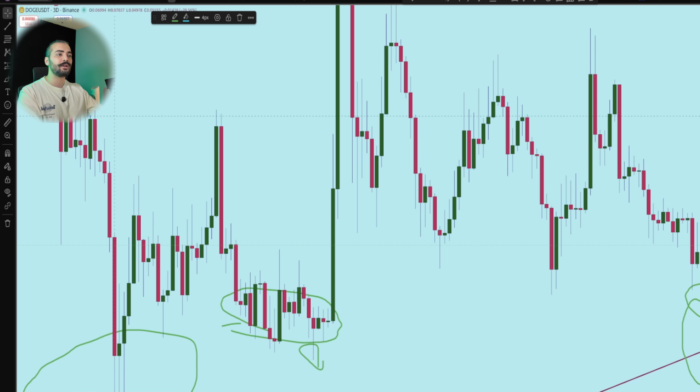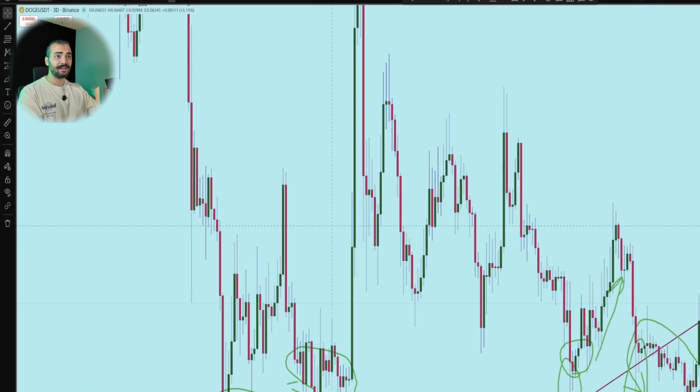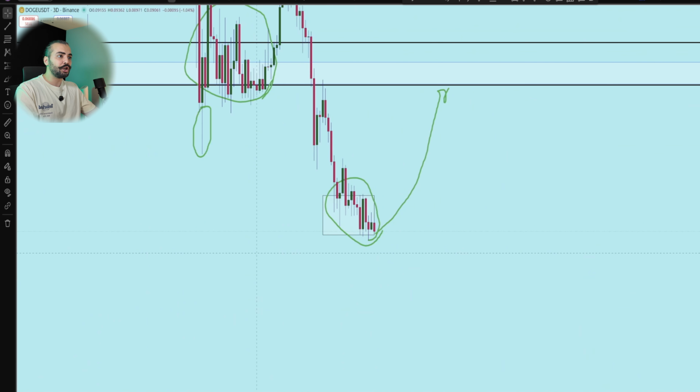Let me move this a bit higher so you can see. We made the range here, we made the shadow here, and then we moved higher. This is something that we can see in more or less all the altcoins. You can go ahead and check them out. But we are in a good position.